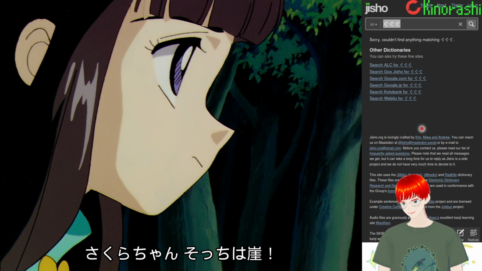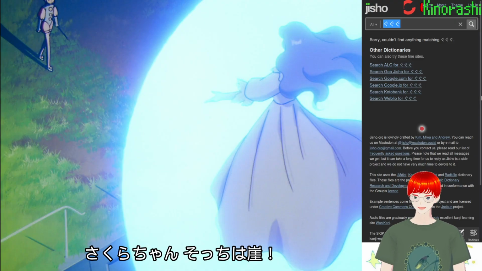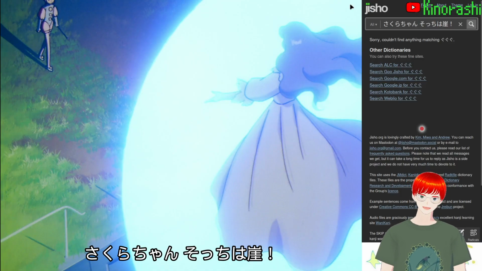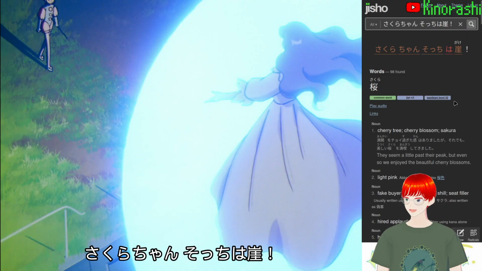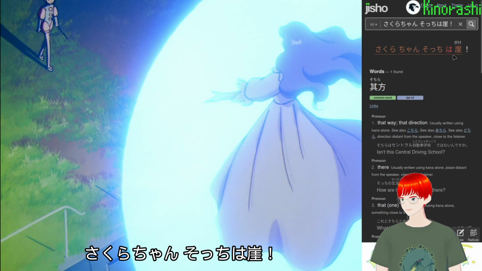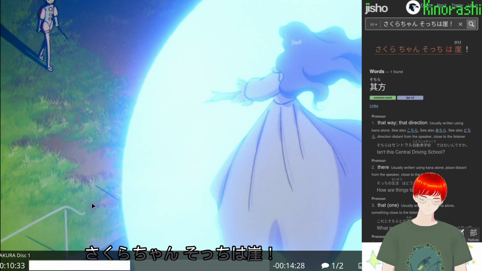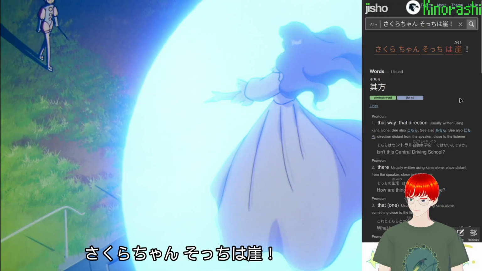Sakura-chan, sochi wa gake, cliff, precipice. So Sakura-chan, that way is a cliff. In other words, there's a cliff over there. Sakura-chan, sochi wa gake.